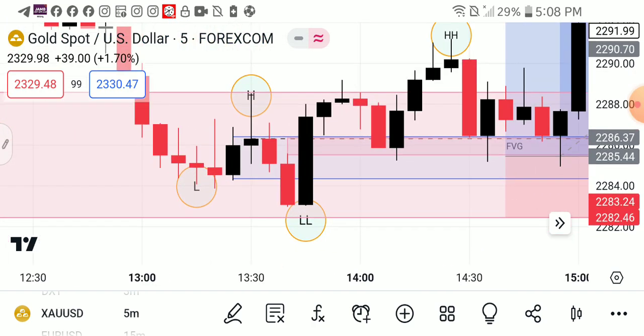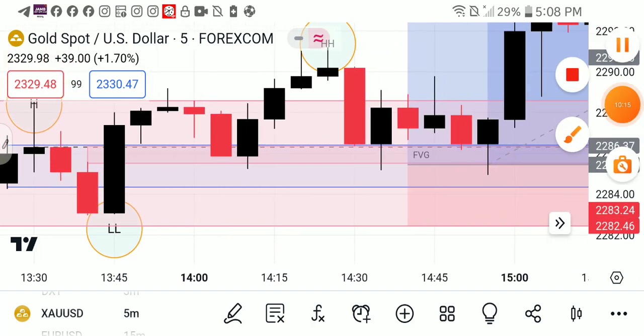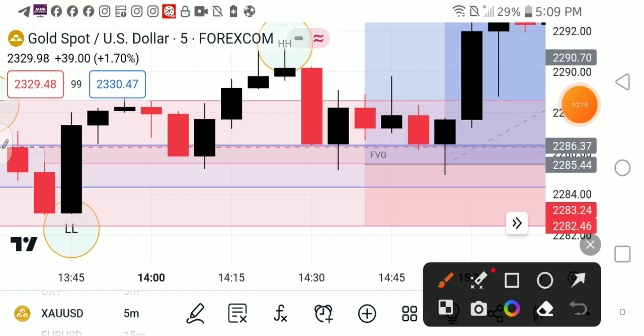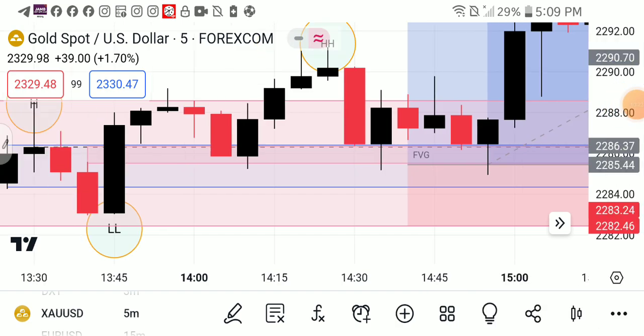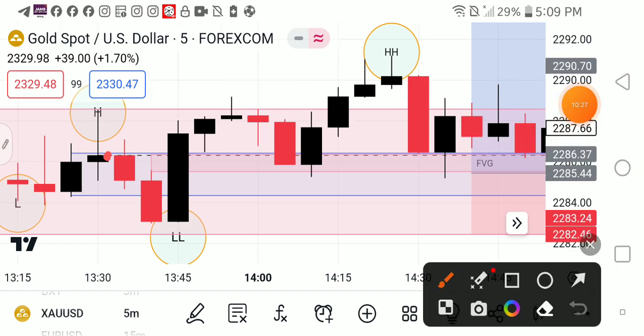Yeah, my breaker block, look closely. As I've said before, my breaker block is the opening price of the closing price of this very particular candle. Can you see it here? So I've marked that out as well.